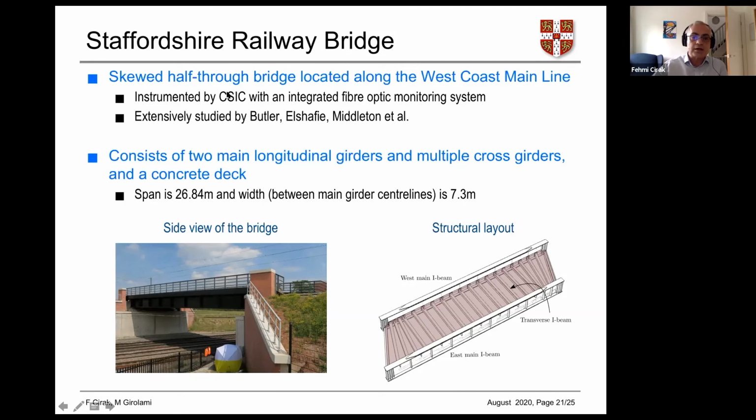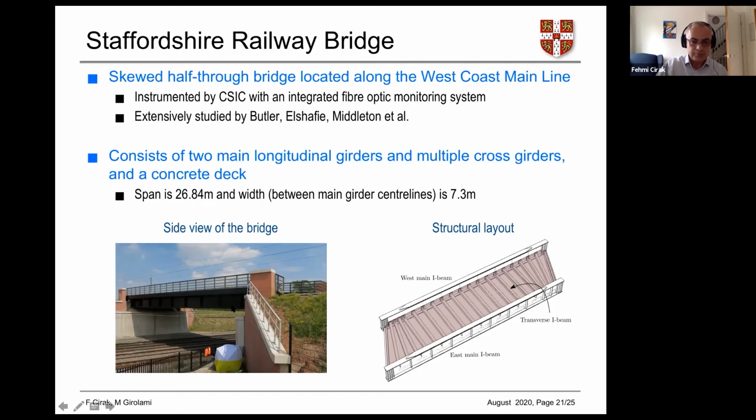I'm sure most of you know this much better than me. So this is a half-through bridge located along the West Coast Main Line. And this has been instrumented by CSIC with an integrated fiber optic monitoring system. And this has been extensively studied by Liam, Mohammed, Cam, and others at CSIC. And most of the data and the geometries which we are using are from the papers which we wrote.